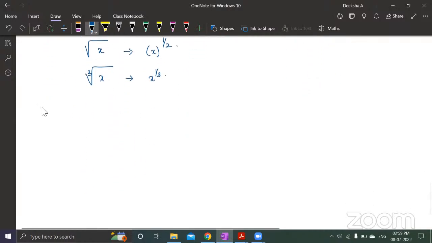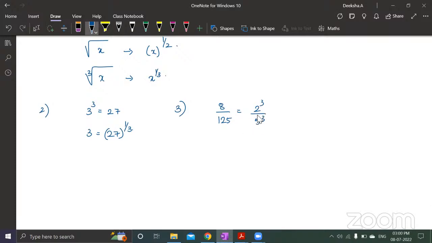Okay. Similarly, one more example. If you have 3 cube is equal to 27, this 3 goes to the other side, it becomes 1 by 3. Okay. Suppose you have 8 by 125. This can be written as 2 cube by 5 cube, right? 2 cube by 5 cube.